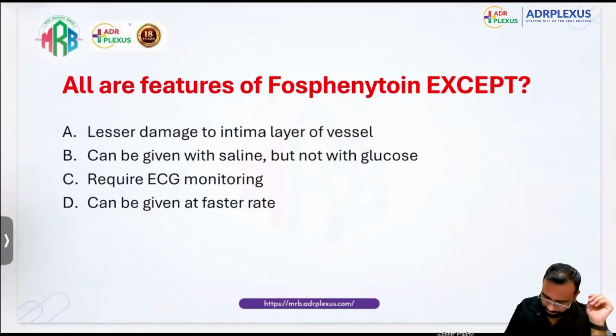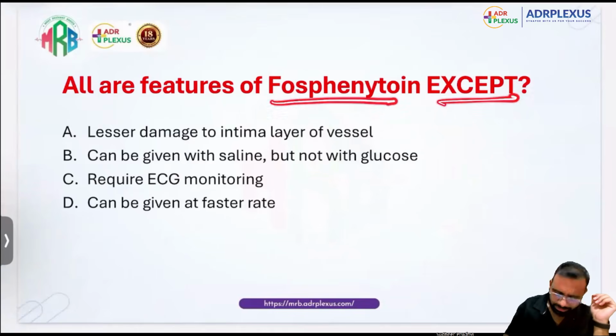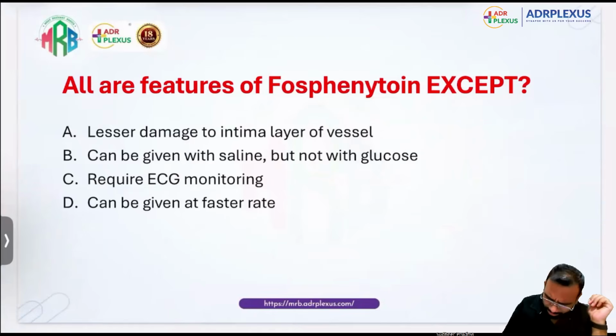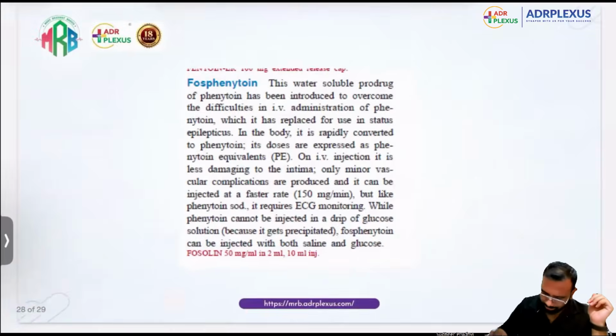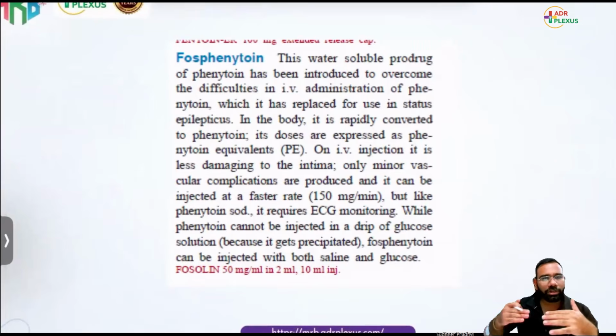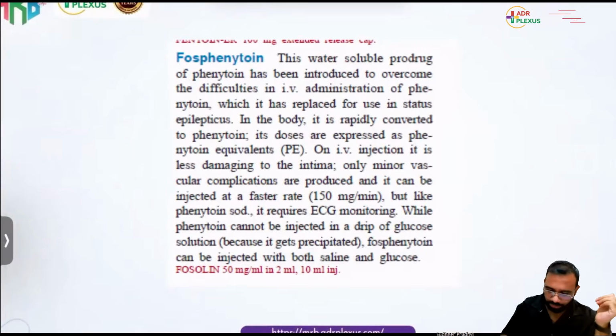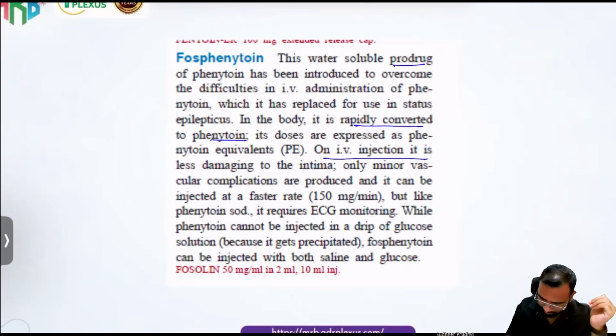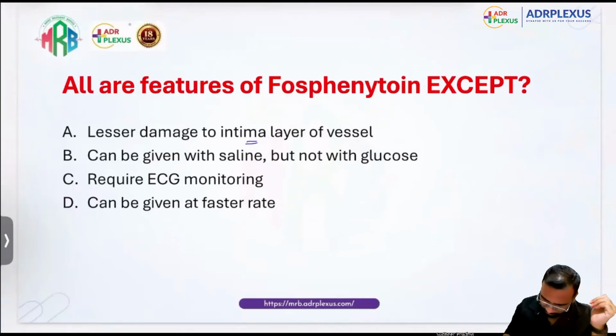Next, all of the features of fosphenytoin except. Again, I think four or five of these exception questions are from pharmacology itself. I don't know about the other subjects. Let's see. Lesser damage to intima layer. Before going to the correct option, let's see the thing here. As we know, fosphenytoin is a phosphate ester of phenytoin and it is a prodrug, rapidly converted to phenytoin. On IV injection, it causes less damage to the tunica intima. So it is a true option.